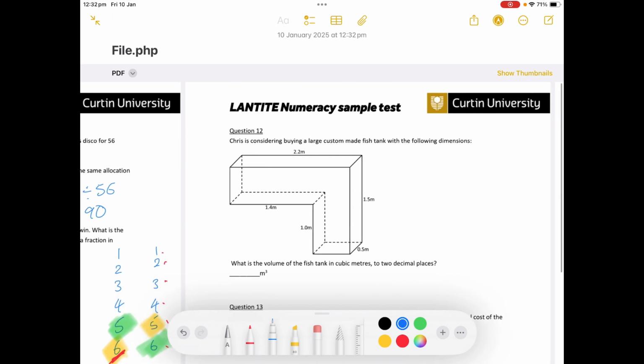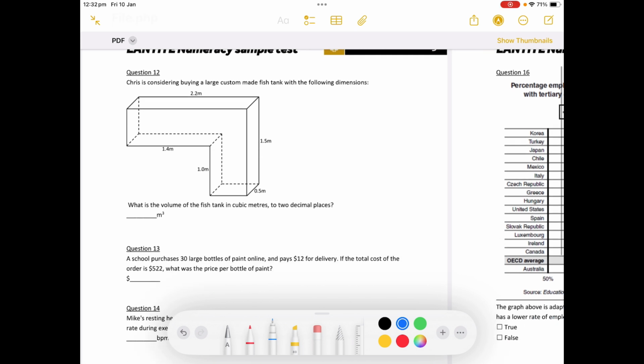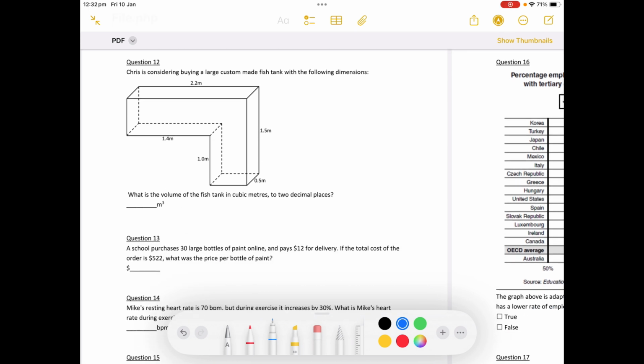Alright. Question 12. Chris is considering buying a large custom-made fish tank with the following dimensions. And we've got a drawing of that fish tank. What is the volume of the fish tank in cubic meters to 2 decimal places? One of the things I notice is that my fish tank is an L shape. Okay, let's see how I will do this.